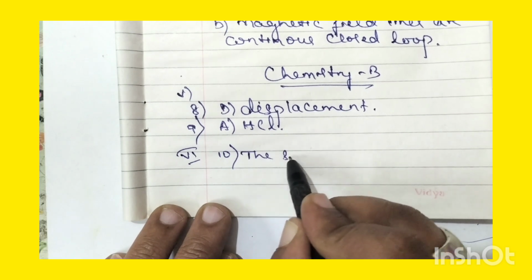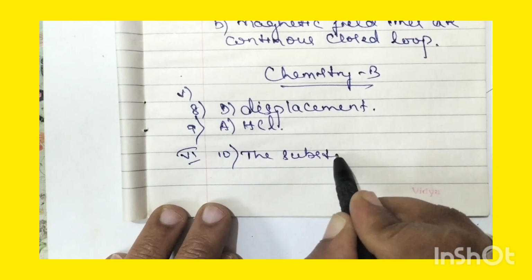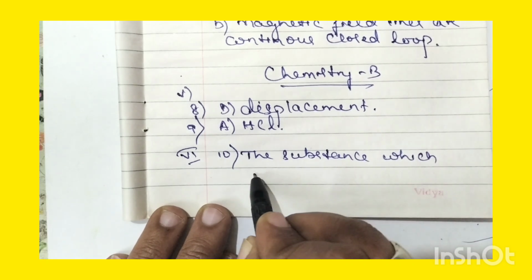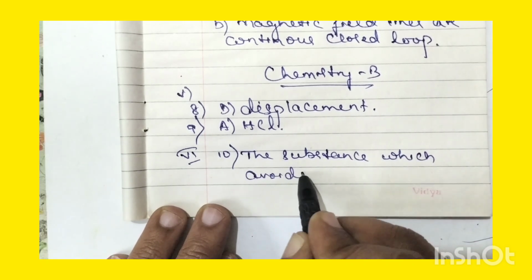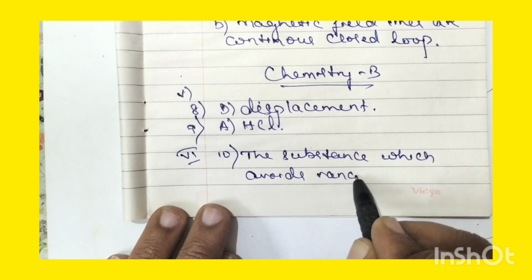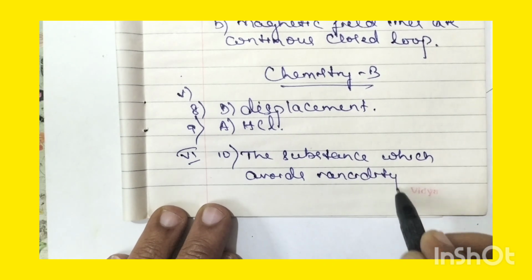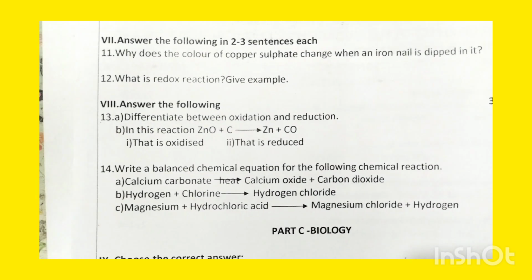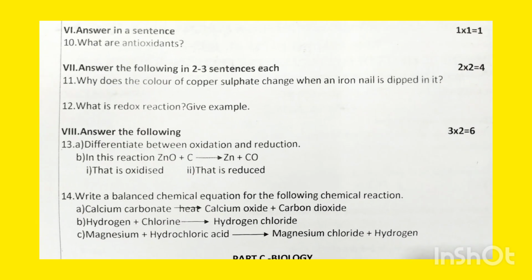The substance which avoids rancidity, or which avoids oxidation, is called antioxidants. Now let us move to the 11th question.